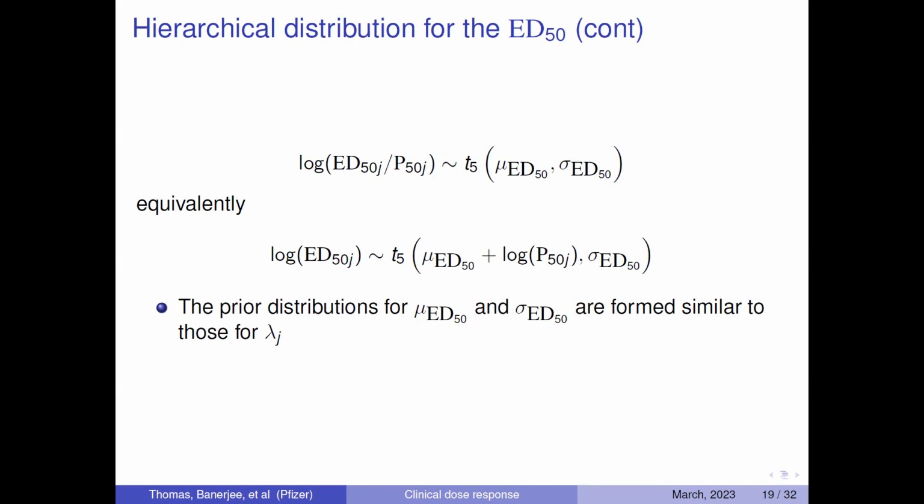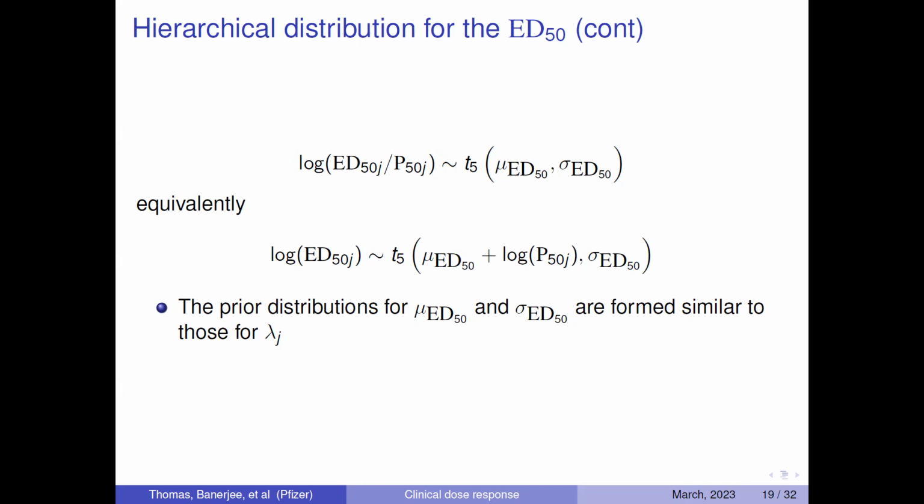You can also think about other compound characteristics. One of the questions we've gotten, including from the FDA, was, not so much for the ED50, but more for the slope parameter, whether the slope parameter is different for biological compounds than for small molecules.